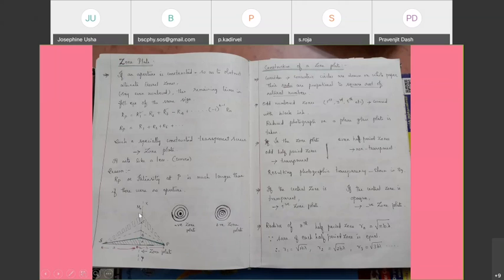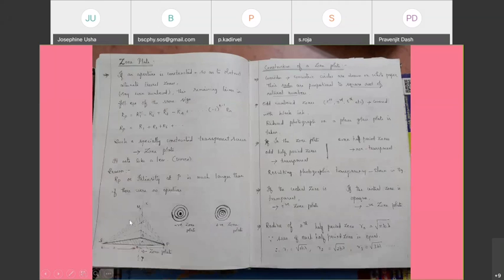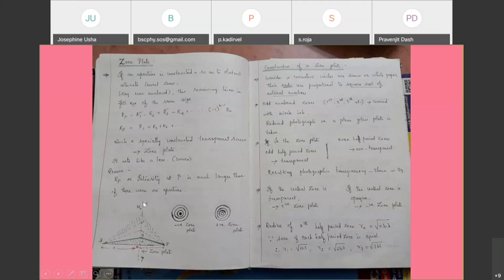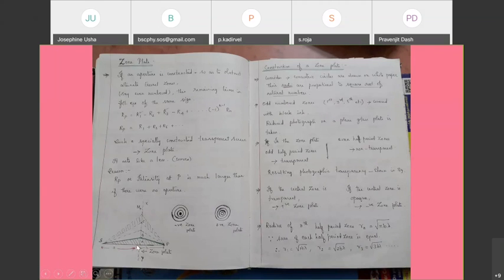We imagine that it acts like a convex lens, right? So S, that is the source, emits spherical wavefronts of wavelength lambda. XY is the section of the zone plate, this one, the section that I have mentioned here. So this is the section of the zone plate, and SOP is its axis. The zone plate axis is SOP, which is perpendicular to the plane of the zone plate.